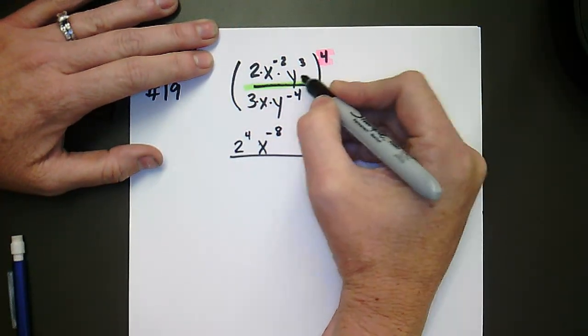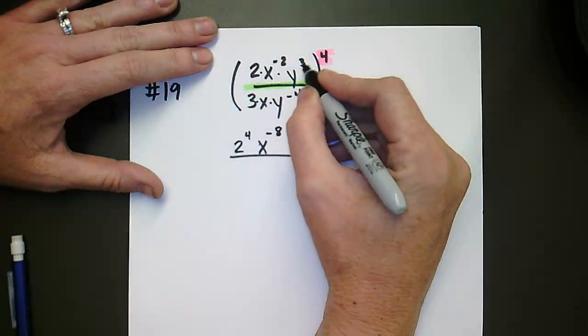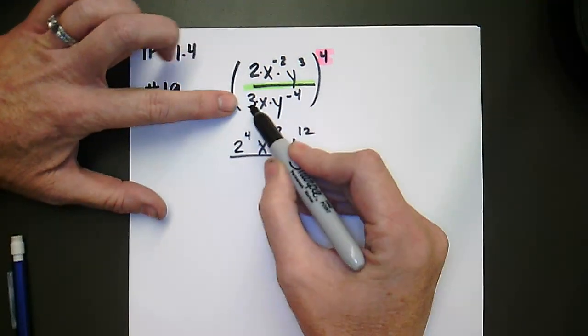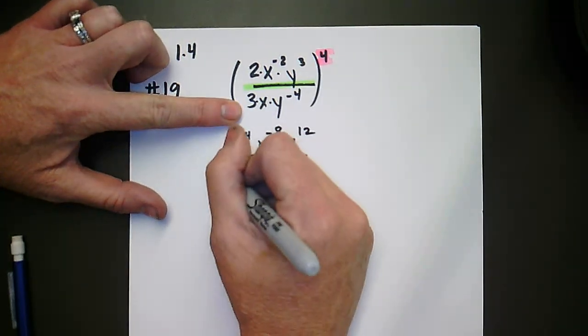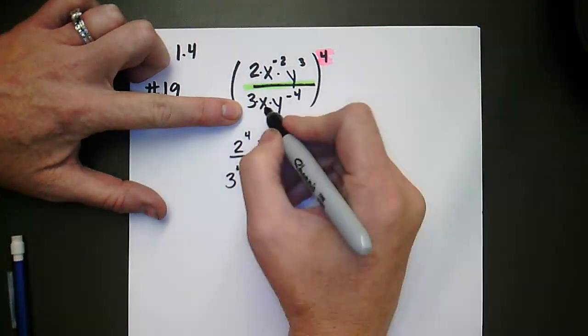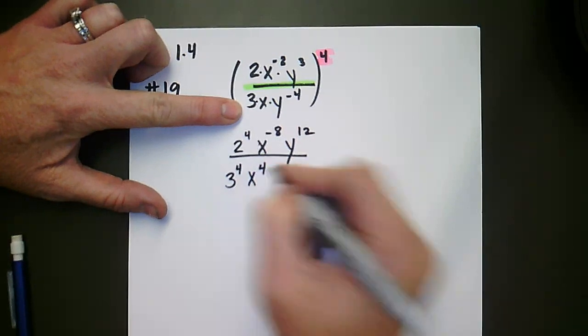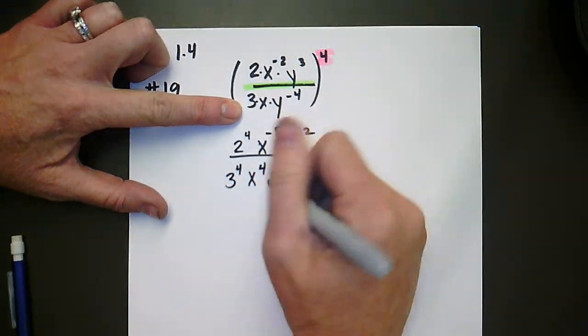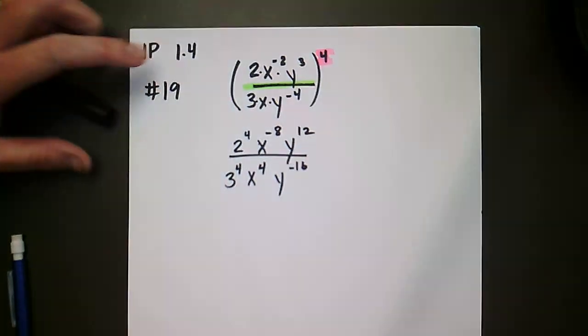Then I have y to the third, raised to the fourth. So again, I want to multiply those exponents. So I'm going to get y to the 12th. I'm going to do the same thing here with each piece on the bottom. 3 to the fourth, x to the fourth, and then y to the negative 4 raised to the fourth, so negative 4 times 4, y to the negative 16.